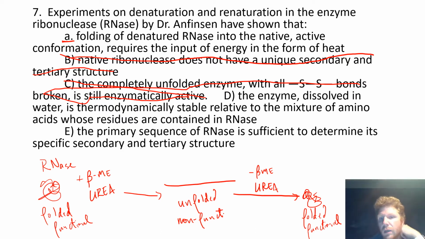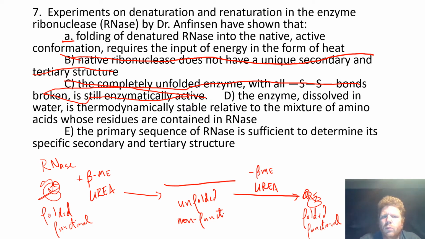An alternative substance that you could use is dithiothreitol, but whenever you break those, you've ultimately unfolded that protein altogether. Answer option D reads, the enzyme dissolved in water is thermodynamically stable relative to the mixture of amino acids whose residues are contained in RNase A. That seems a little bit wonky, and I wouldn't even really know where to start with why that one could be right. So let's go ahead and move on to answer option E, which reads, the primary sequence of RNase is sufficient to determine specific secondary and tertiary structure.